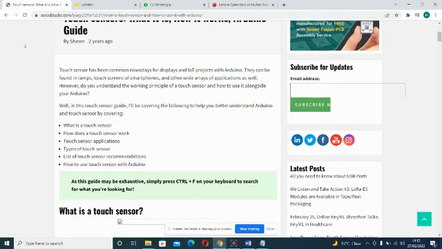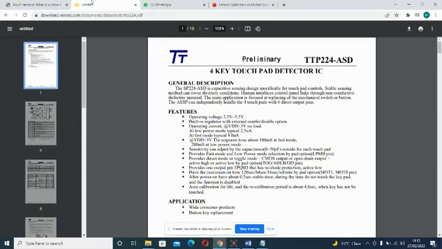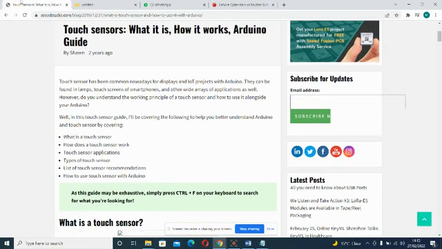The final sensor I've chosen is the touch sensor, it is the TTP224 ASF. The touch sensor is an electronic sensor used in detecting and recording physical touch, also known as a tactile sensor. It is a very simple low-cost sensor made to replace old mechanical switches we have seen in past applications.